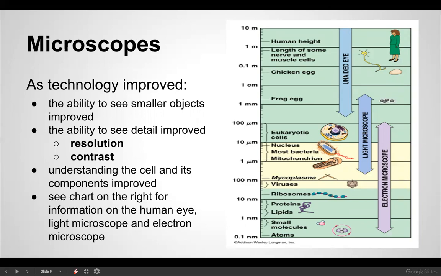Resolution and contrast are two major items to talk about when we discuss the microscope. Resolution is the ability to see real detail, and contrast is help with light. When you look through a microscope, when you're able to see the space in between two lines, that's resolution. And the better the resolution, obviously, the more detail you get to see.